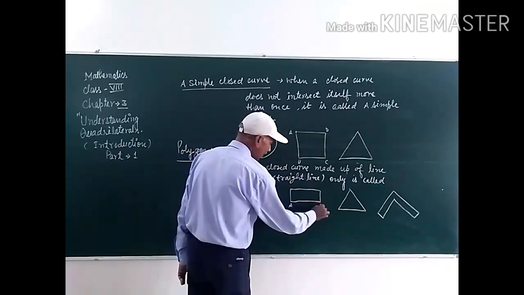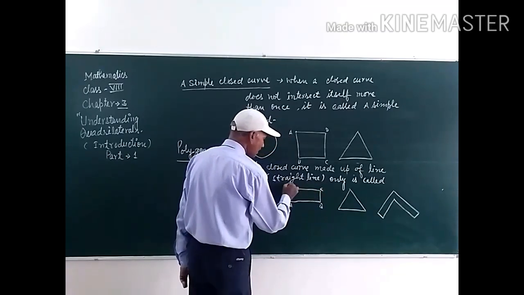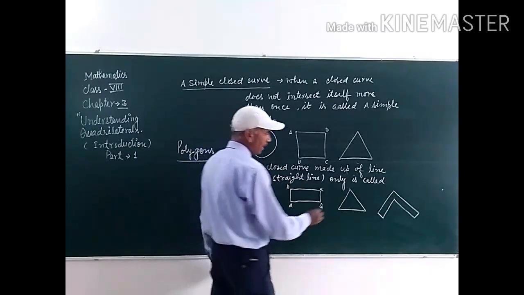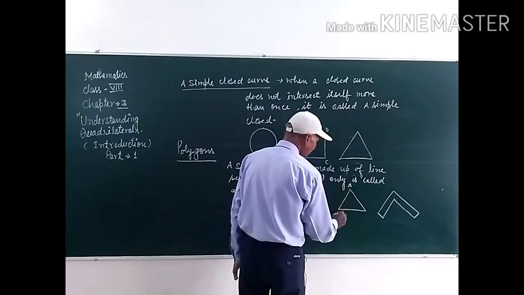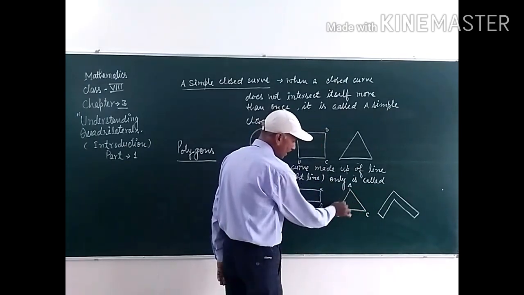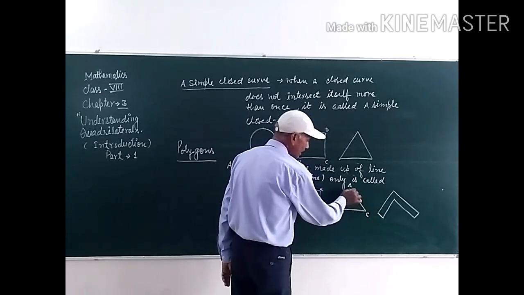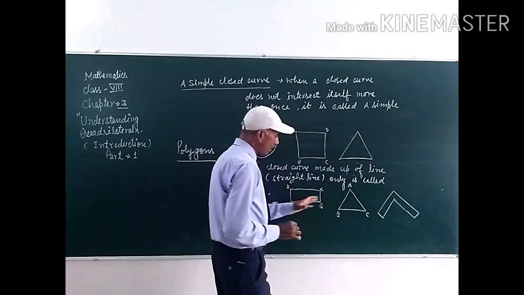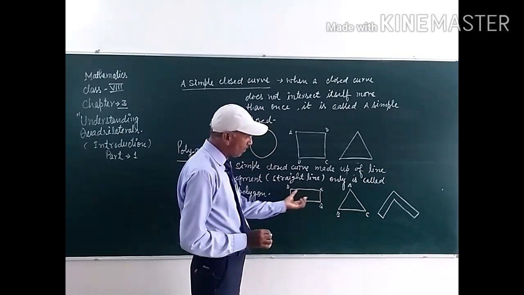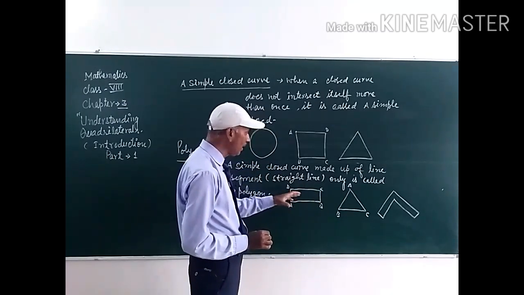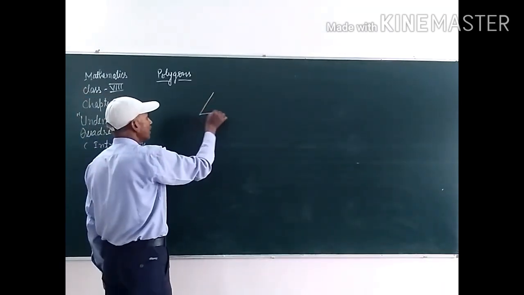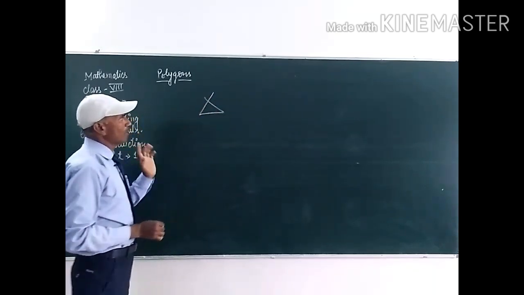These are lines AB, BC, CD and DA. There are 4 line segments. And this one, A, B, C, there are 3 line segments: line segment AB, BC and CA. So all these figures are simple closed curves made up of line segments only, therefore they are polygons.